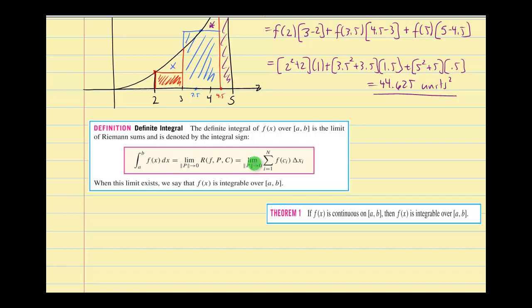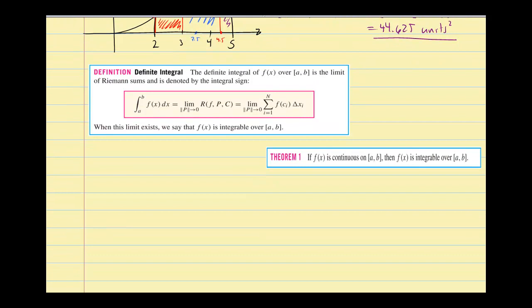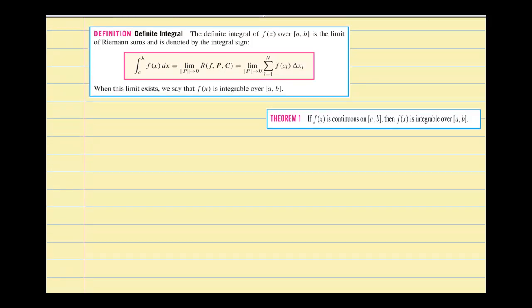If this limit exists, because it won't always exist, we say that this function f of x is integrable over a to b. Now another theorem that goes along with this talks about when a function is integrable. So this theorem says if we have a function that's continuous on the entire interval ab, then the function is integrable over ab. Now in Calc 2 you're going to run into some exceptions to this rule, but along with the exceptions we'll learn some tools to help actually integrate those types of functions.